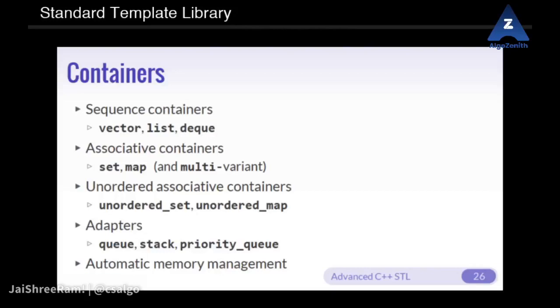Hi, in this video we'll be talking about containers in STL. There are a lot of different types of containers available in STL, such as sequence containers like vectors, lists, deques, associative containers like set and map, the unordered versions of the same, and some adapters on the sequence containers like queue, stack, priority queues and all.